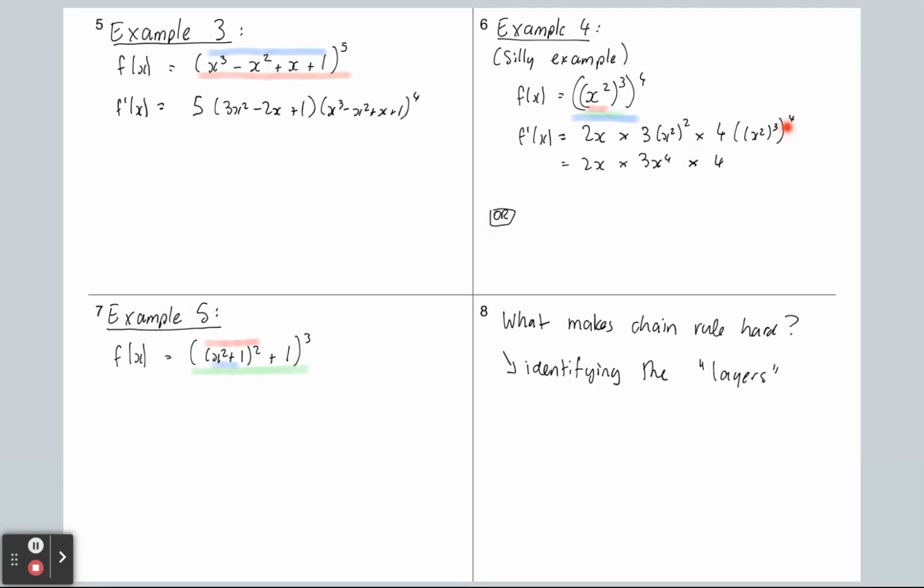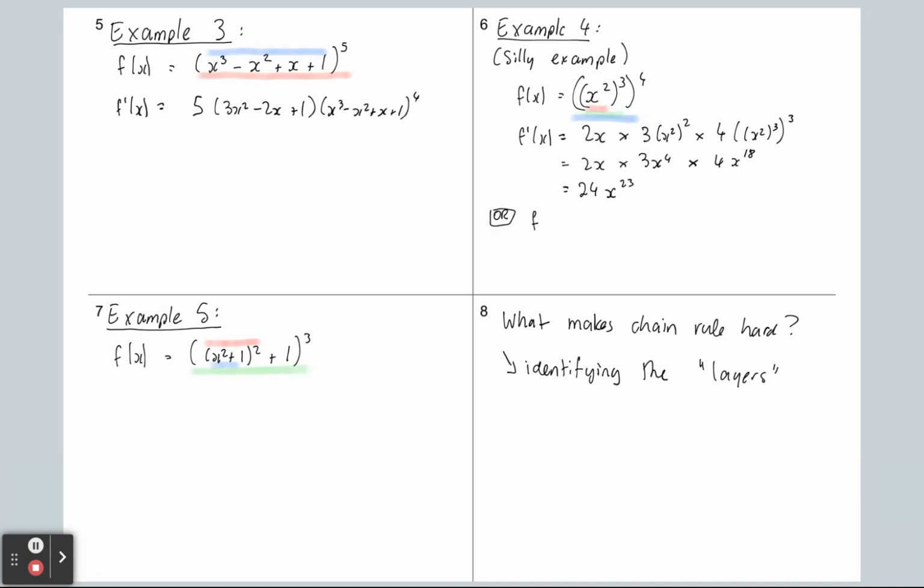6 times, sorry, 2 3s are 6. I forgot to take my power down. Sorry, I knew there was a problem there somewhere. That should have been a cube. And then 6 times 3 is equal to 18. So I've got 4x to the power of 18. And then if I multiply the numbers together, I get 2, 3, 6, 4 to 24. And if I add the powers together on the x, we've got x to the power of 1 plus 4 plus 18 is equal to 23. So 24x to the power of 23.